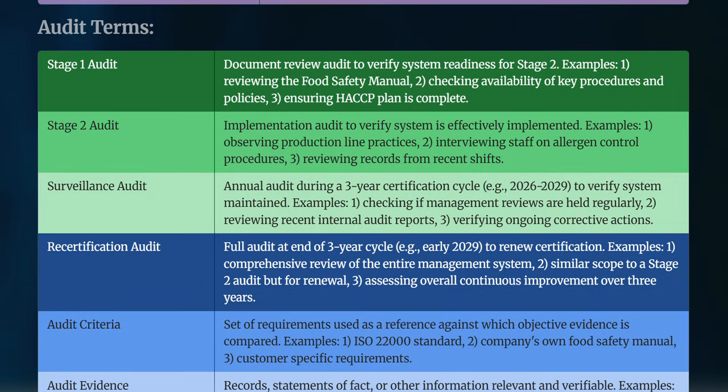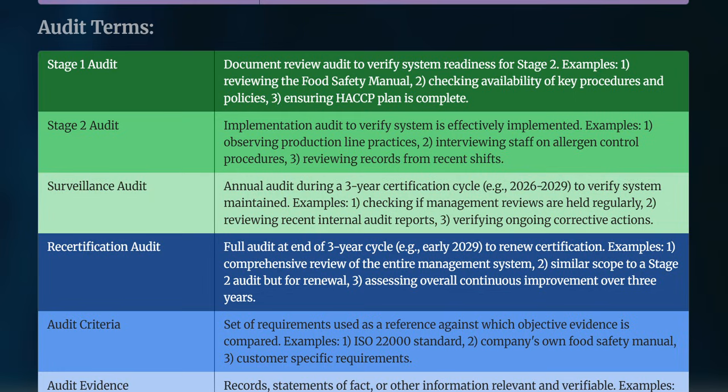Then you have surveillance audits. Surveillance audit means an annual audit conducted during a 3-year certification cycle. So every year, every 12 months, the surveillance audit happens to verify the system is maintained. Examples for surveillance audit: checking if management reviews are held regularly, reviewing recent internal audit reports, or verifying ongoing corrective actions. Those are examples of the activities carried out during the surveillance audit.